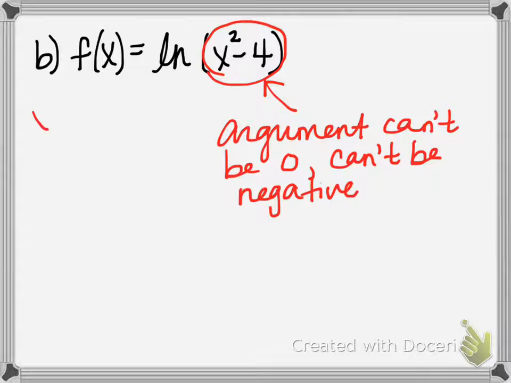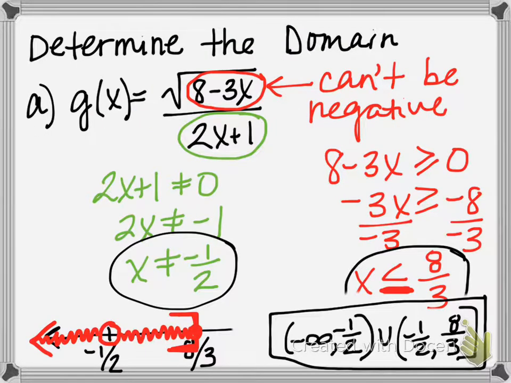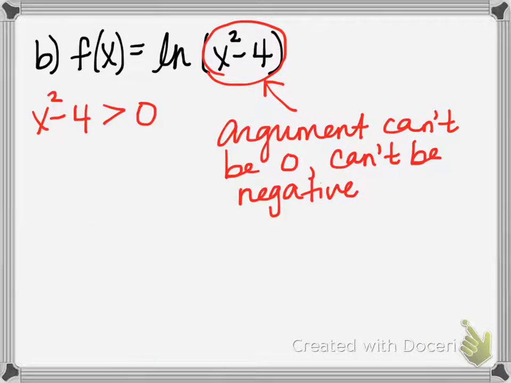So this means the quantity x squared minus 4, if it can't be 0 and it can't be negative, must be greater than 0. It must be a positive number. Very similar, if I go back to the previous problem, to what we did here with the 8 minus 3x. We said, oh, it can't be negative. But for a square root, remember, we said it was okay to take the square root of 0. So that's why we included 0 here, greater than or equal to 0, when we worked on the domain. But back to our example, we cannot have 0 in the argument of a logarithm, so we do not want to include 0. So now we have x squared minus 4 is greater than 0.